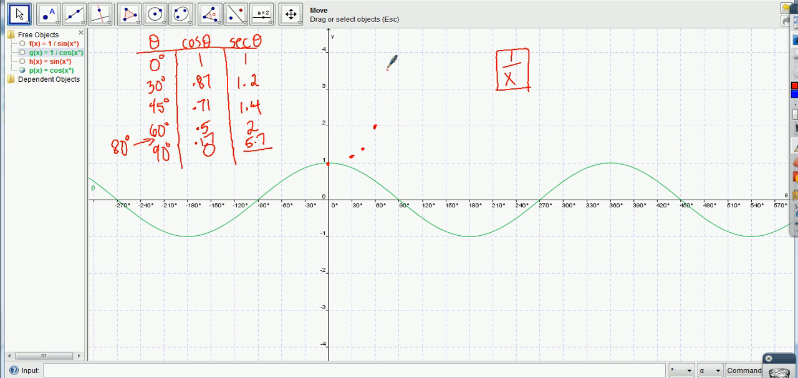Now watch. 80 degrees is here. Look how much it goes up. It goes way up here. I don't even have 5 on my graph right here, do I? I mean, I could scoot it down, but that would mess everything up. But 5 would be way up here.